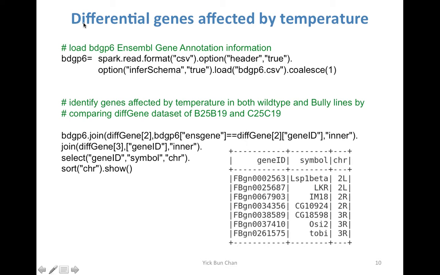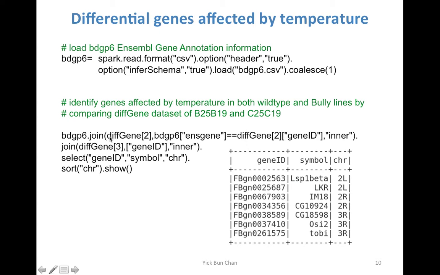To identify genes that are affected by environmental temperature, I look at two datasets: bully at 25 versus bully at 19 degrees Celsius, and wild-type Cantonese at 25 versus Cantonese at 19 degrees Celsius. For genes that change in both datasets, they are likely to be affected by temperature only.